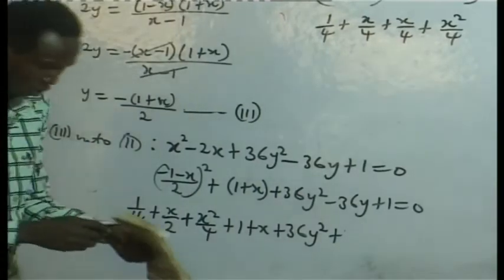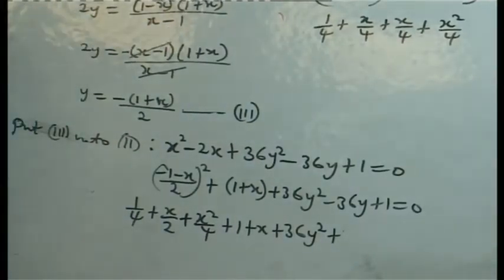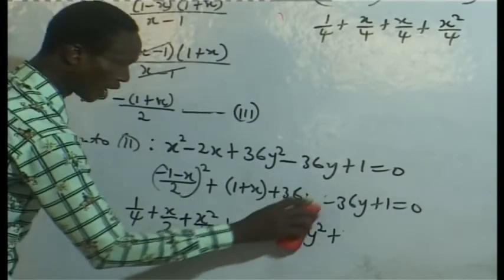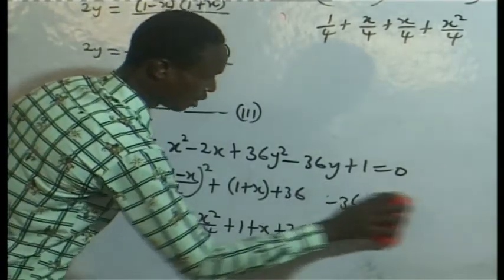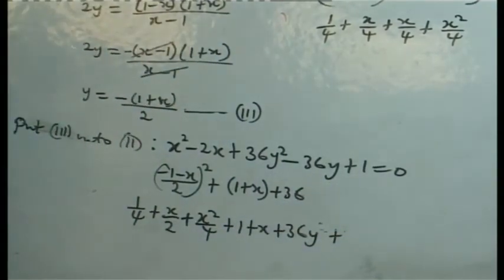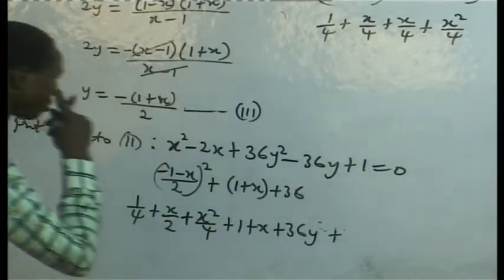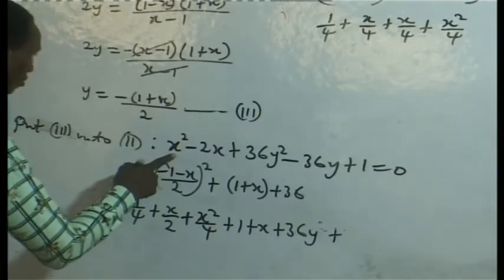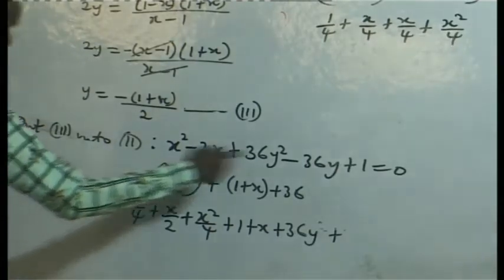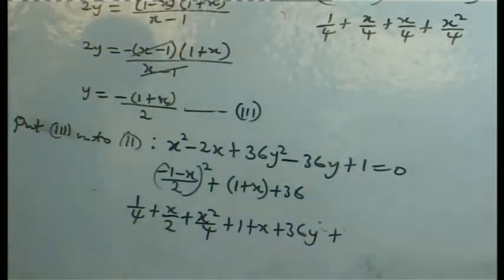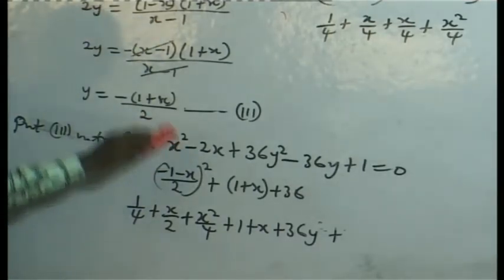I didn't substitute x here. I didn't substitute x for this one. That is double trouble. 36 into this thing. In fact, we have lost from the beginning. We are substituting x for x.